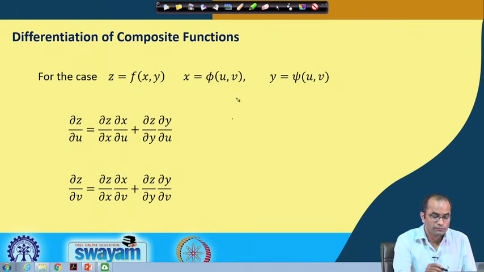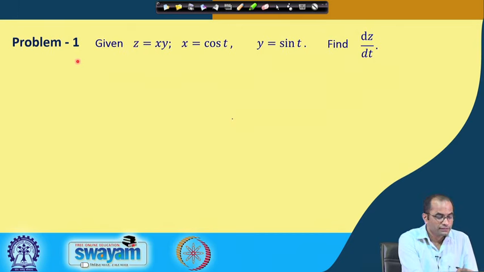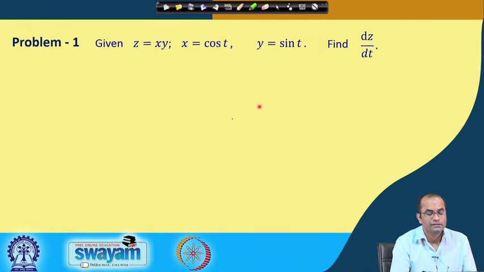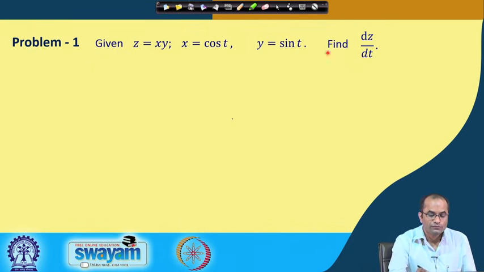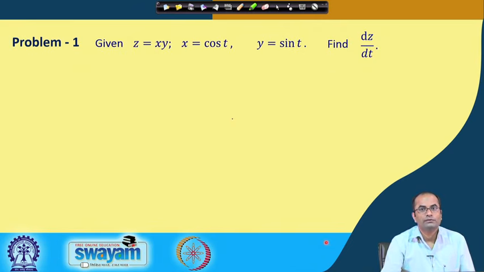Well, moving next, let us solve some problems based on this. So, for example, we have this function z is equal to x y. x is a function of t, which is defined here as x is equal to cos t, and then y is a function of t again, which is y is equal to sin t. And then we want to find here what is dz over dt.